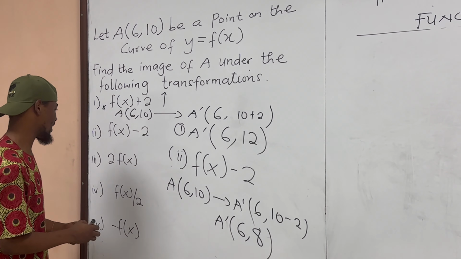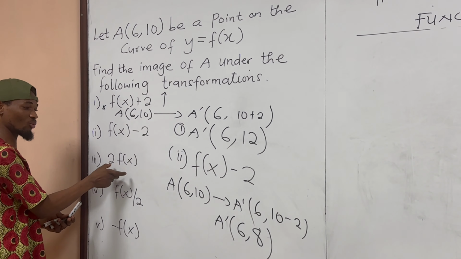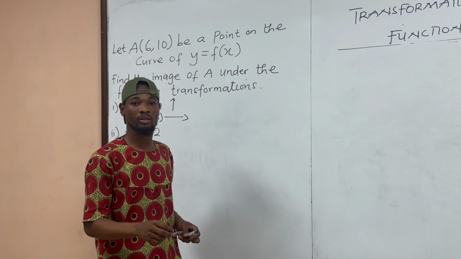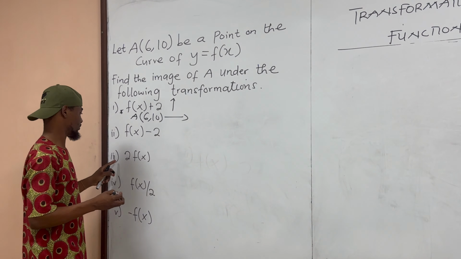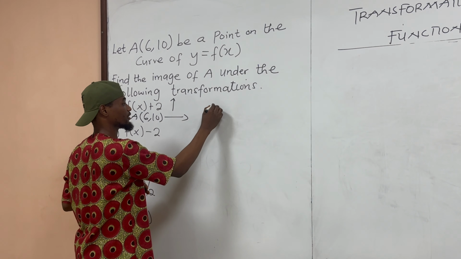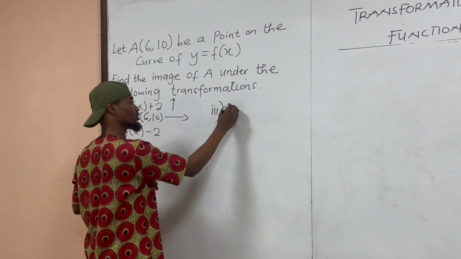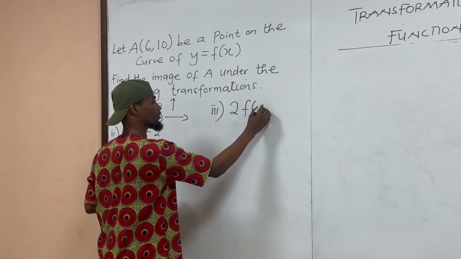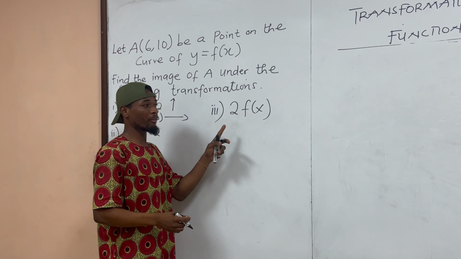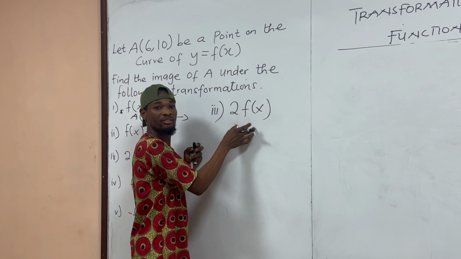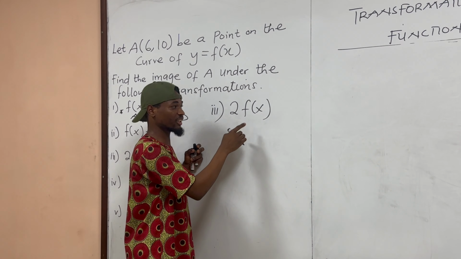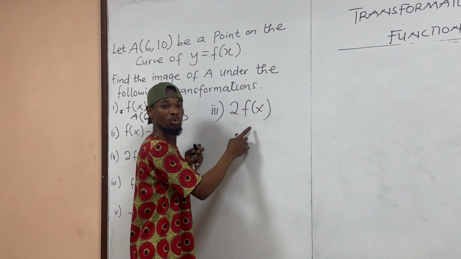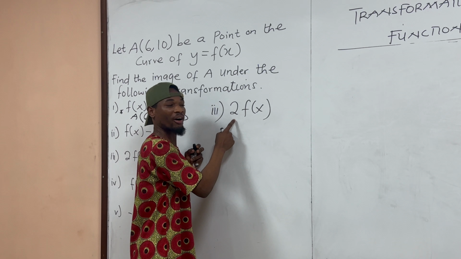Alright, so let's consider the third one. We have this way 2f of x. Remember, we're able to interpret this. This simply means we have vertical stretch. This is vertical stretch by a scale factor of 2.